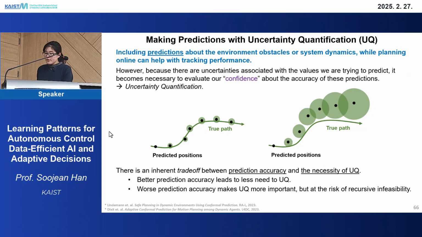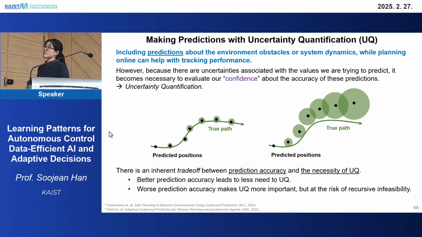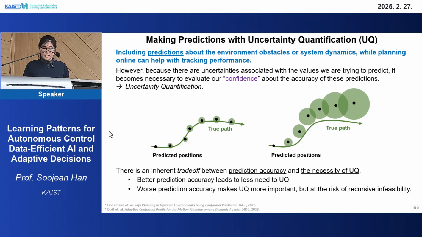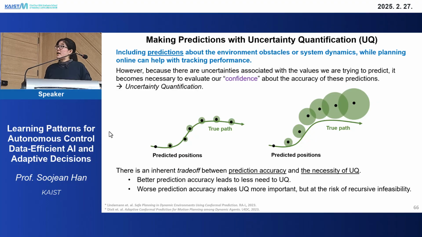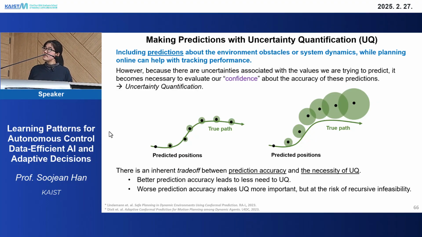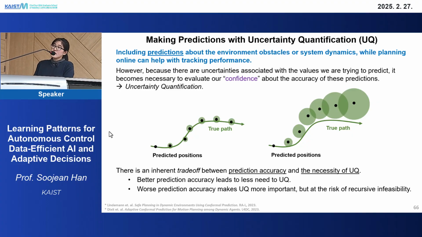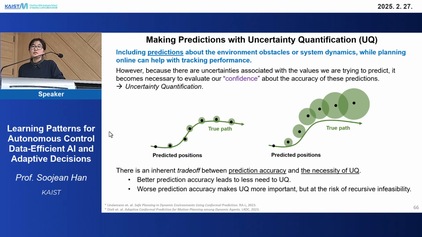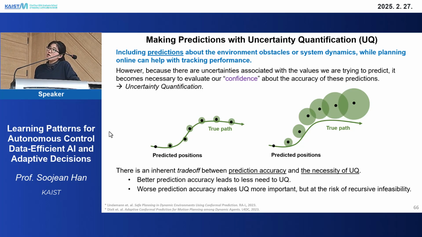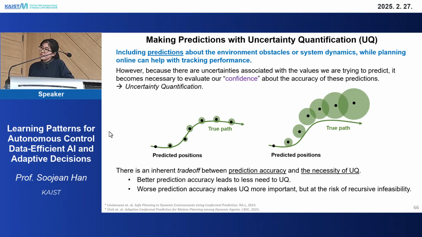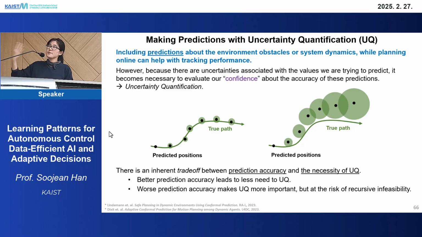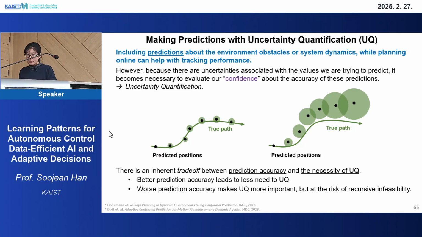Okay, so the previous slide did not have any uncertainty quantification or prediction for that matter. So including them about the environment, about the obstacles or the system dynamics while planning could help the tracking performance. And as I mentioned before, because there are uncertainties associated with these values that we're trying to predict, it helps to quantify their uncertainty. So how confident are we about the predictions that we're making?